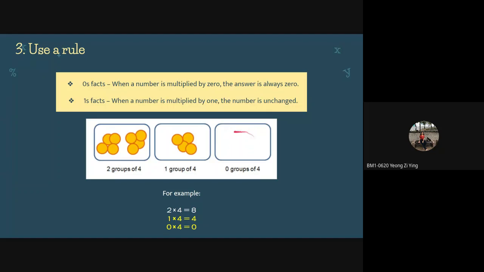Then the last has 0 balls. So we can say in words, 2 times 4 equals 8. 1 times 4 equals 4. 0 times 4 equals 0. So that fits the facts that I taught just now.